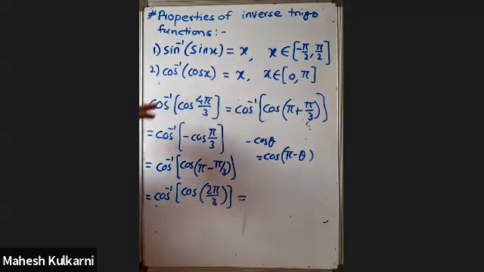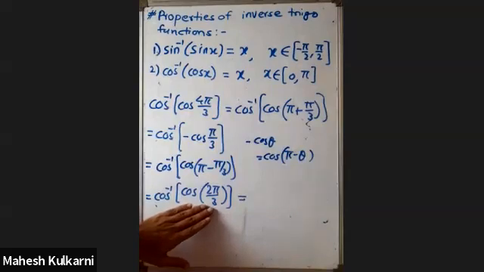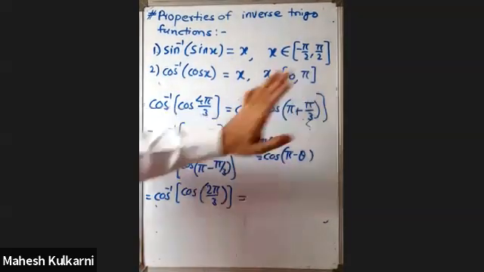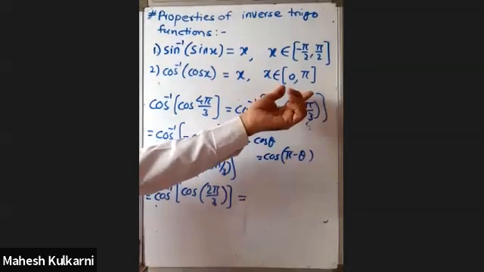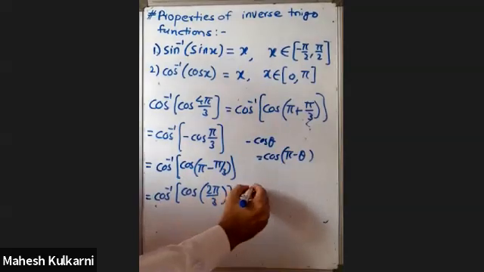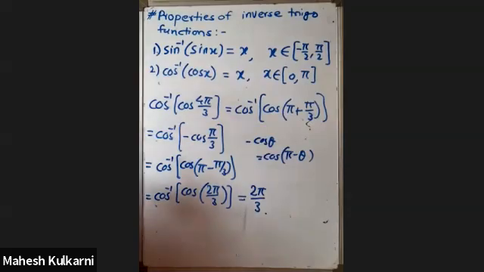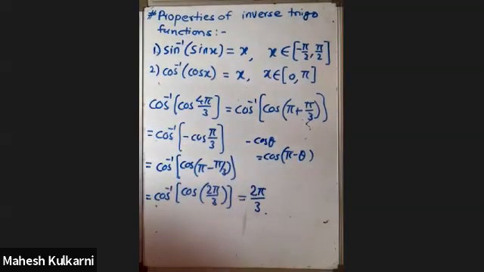And now apply this property, cos inverse of cos x is x. Now check this value 2 pi by 3. Is 2 pi by 3 permissible for the inverse function? See the range of cos inverse is 0 to pi, and 2 pi by 3 is in the interval 0 to pi. So the answer is 2 pi by 3. The value of cos inverse of cos 4 pi by 3 is not 4 pi by 3, but it is 2 pi by 3. Note down this.